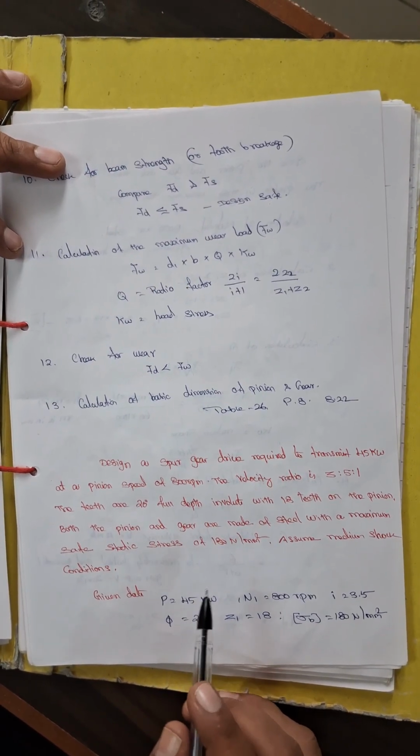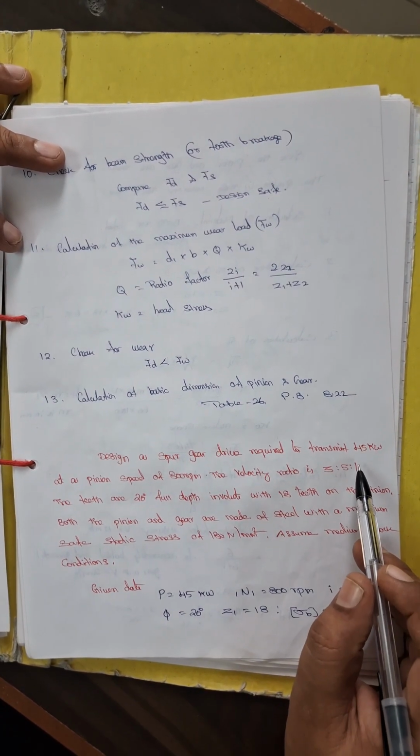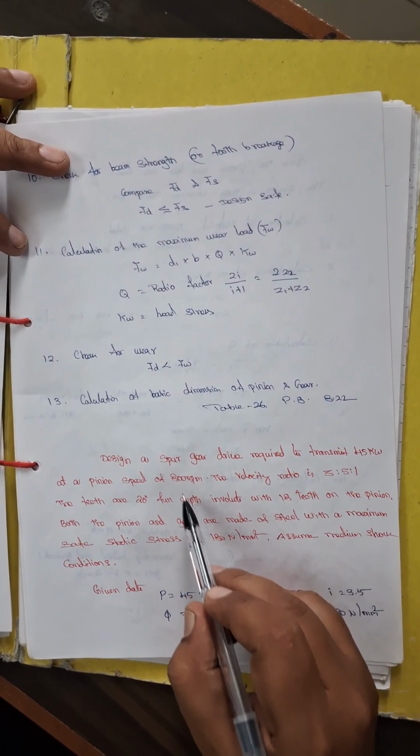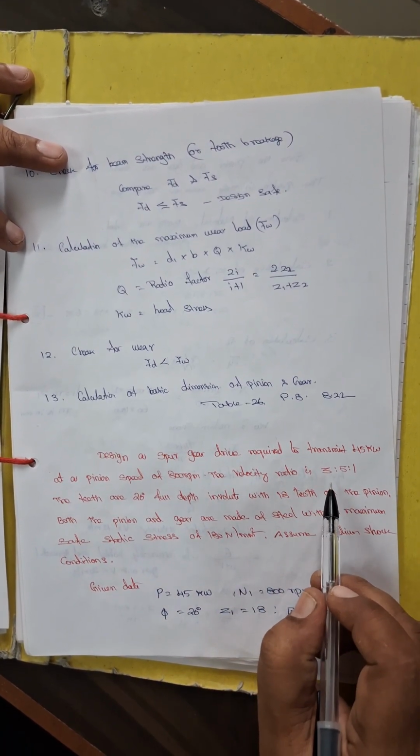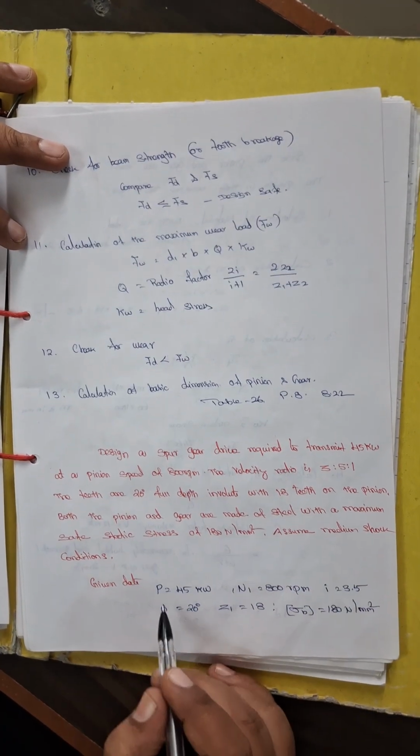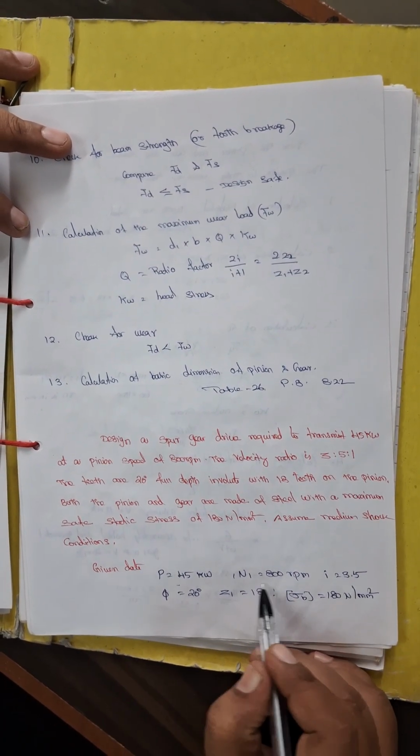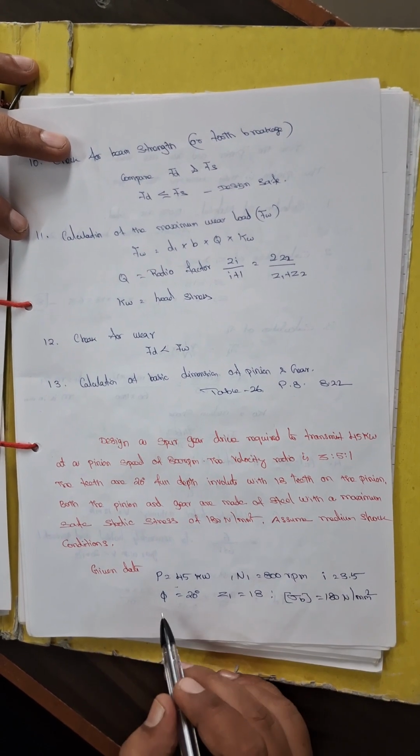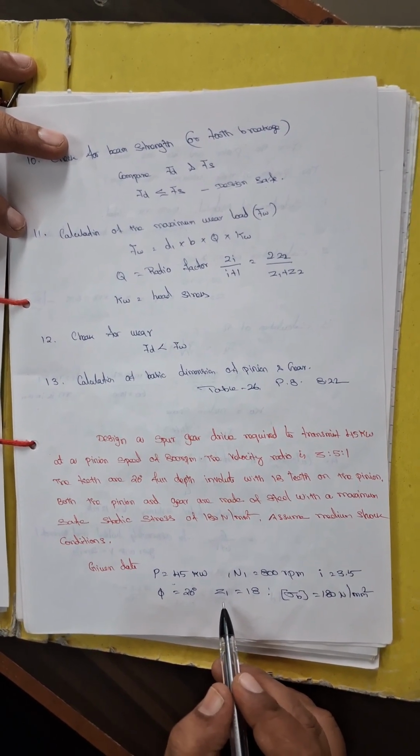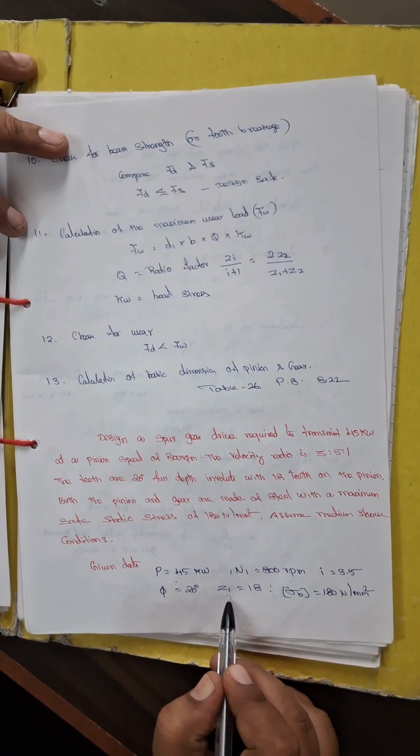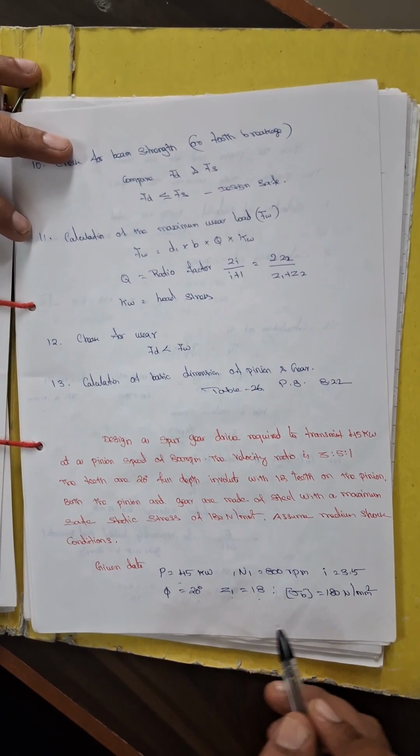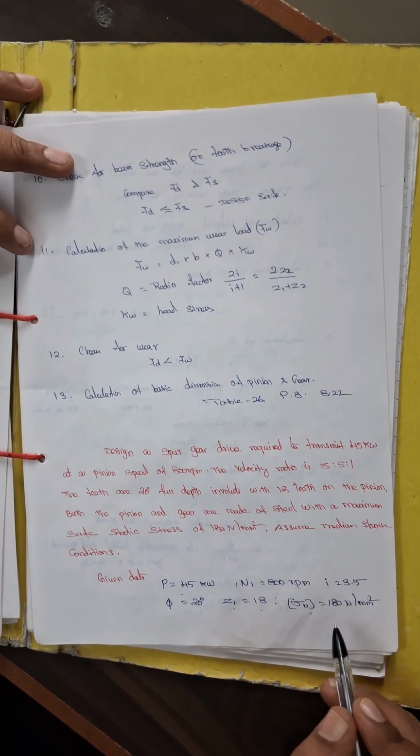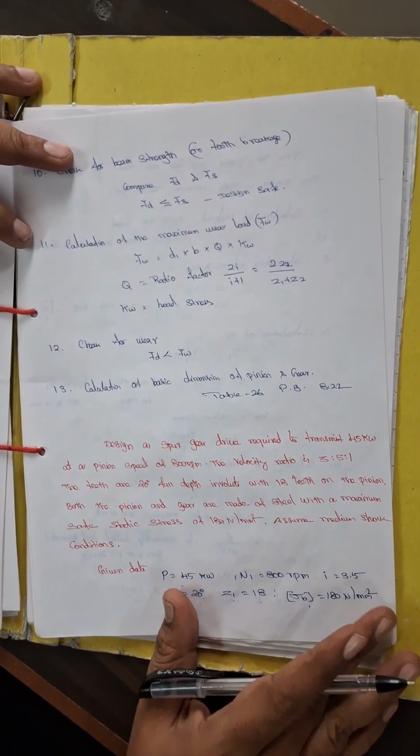Here the spur gear drive is to transmit 45 kilowatt with the speed of 800 rpm. Here the velocity ratio is 3.5:1. We are given power 45 kilowatt, N1 800 rpm, i equal to 3.5, phi equal to 20 degree, number of teeth in pinion equal to 18, then sigma b equal to 180 Newton per mm square.